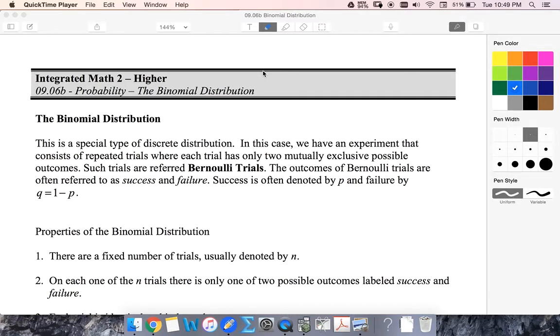So you're probably wondering why we learned the binomial theorem and what that has to do with probability. Well, it comes in with probability because it's a special type of discrete distribution. In the case where you have an experiment that has only two outcomes, and normally those two outcomes are true or false, or we often say success or failure, then we call these Bernoulli trials, and it turns out that the probabilities of these can be found using the binomial distribution.